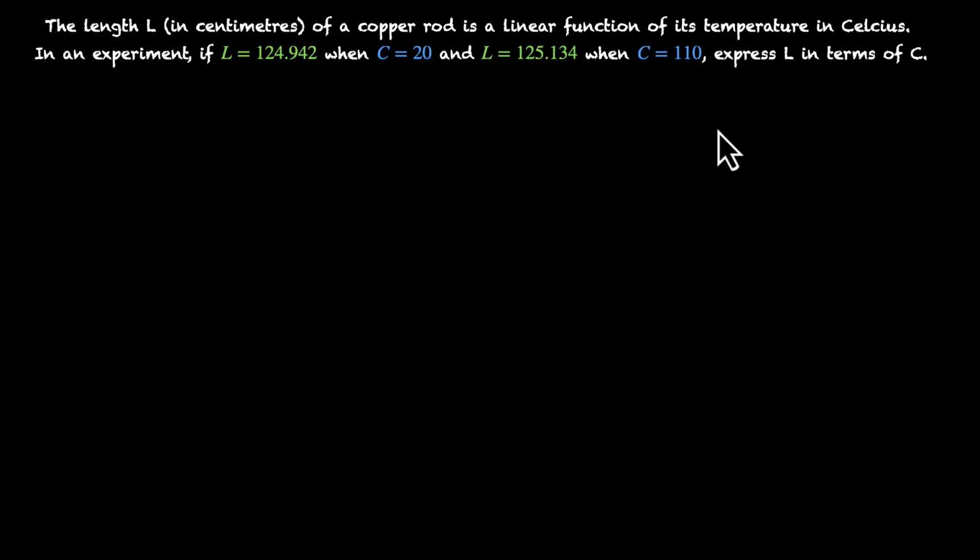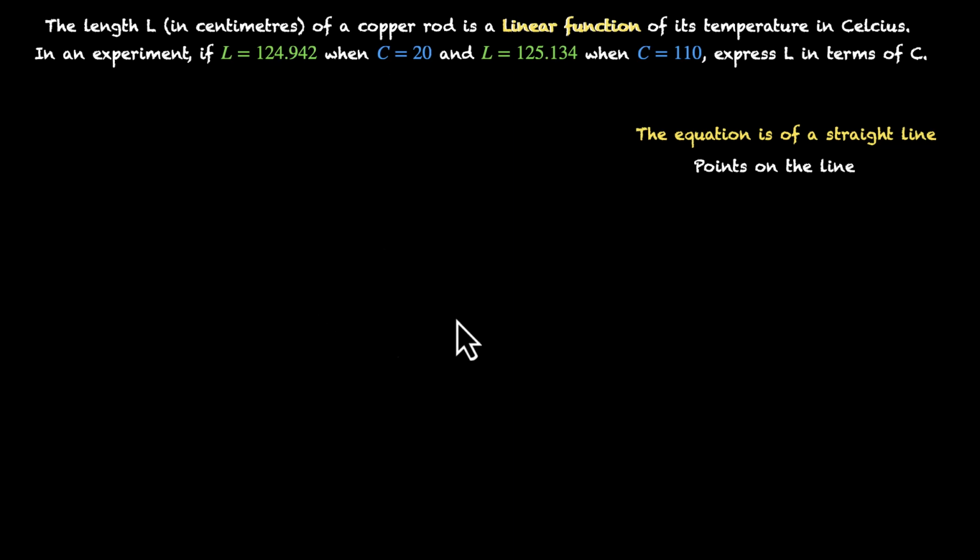Now pause the video. Think about this. Try this on your own. Okay, let's break this down. This is a linear function, which means we'll get the equation of a straight line. Now, these points will be on the line. And what are these points?